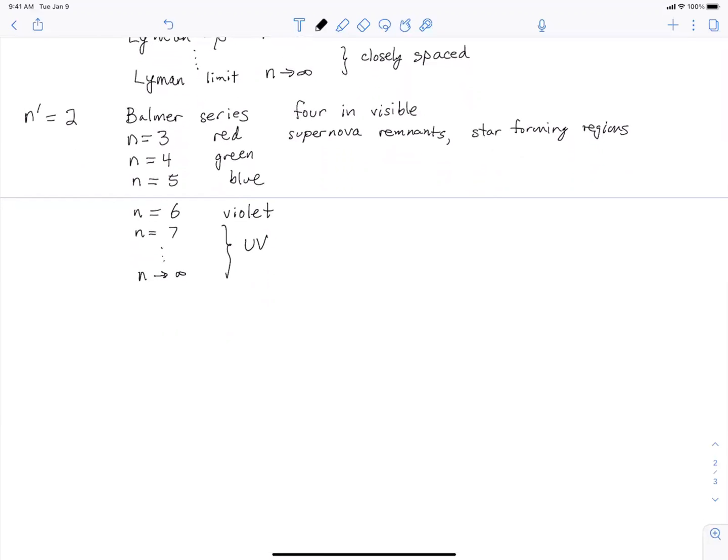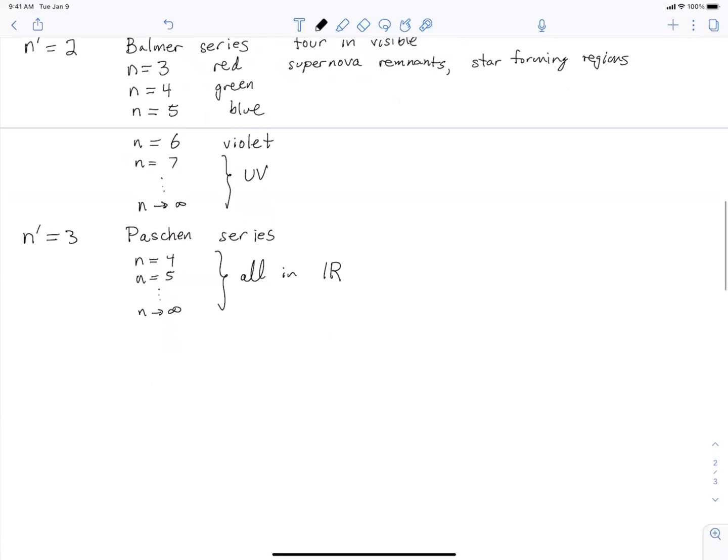Okay, and then there's the series with final state n prime equals 3. This is called the Paschen series. Okay, and so n has to be larger than 3, so n equals 4, n equals 5, up to the limit, which is n goes to infinity. And these are all in the infrared, sorry.